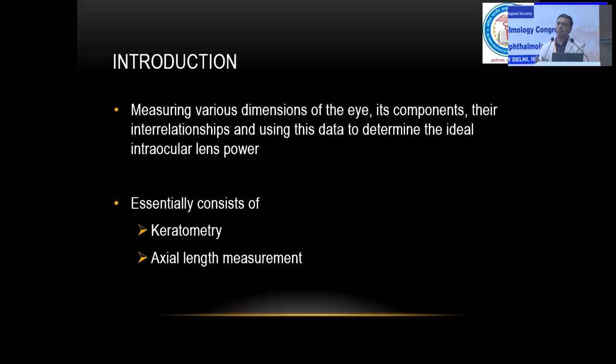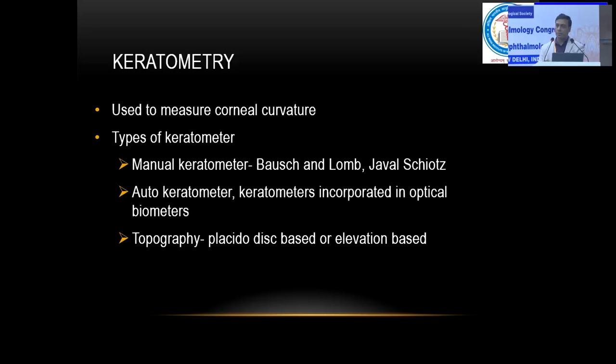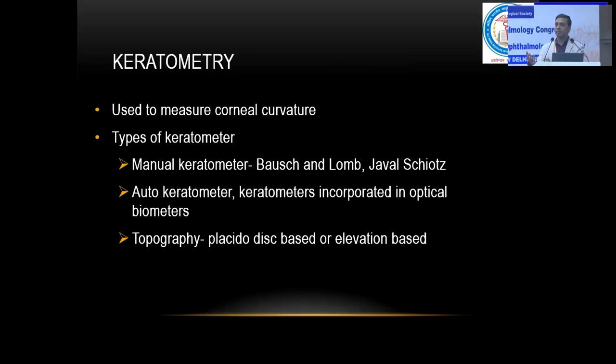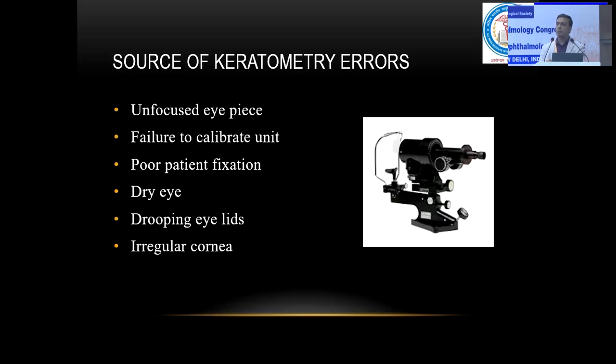It essentially consists of two parameters, that is keratometry and axial length measurements. For keratometers, we have seen different generations. When we were postgraduates, we saw the Bausch and Lomb manual keratometer. We started with this, and now it has moved on to automated keratometers and various topography techniques. These are the sources of keratometry errors. Most commonly it is the unfocused eye, but nowadays with autokeratometers, many of these have been overcome.